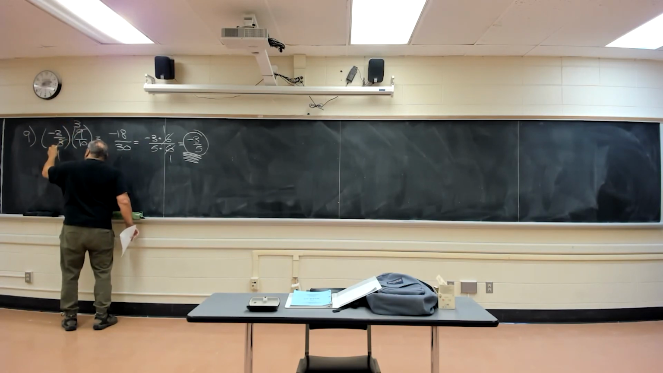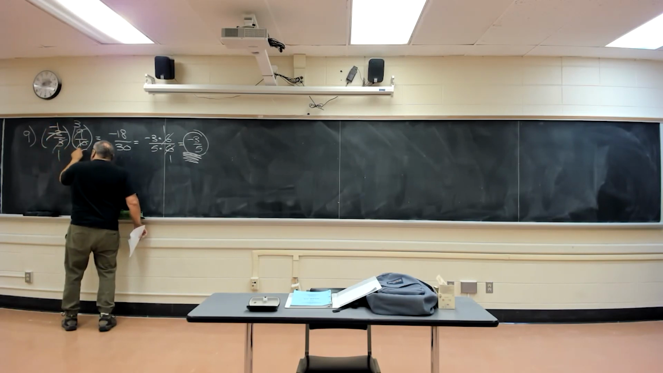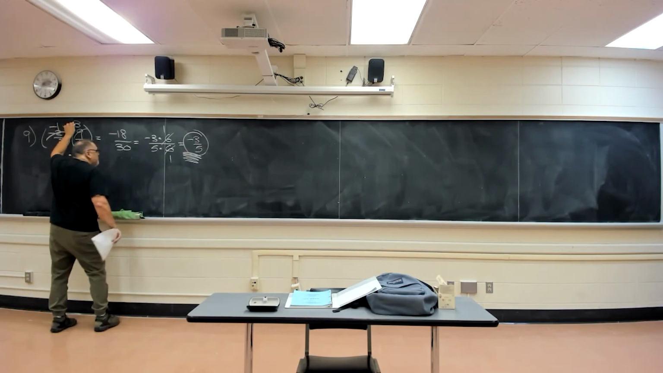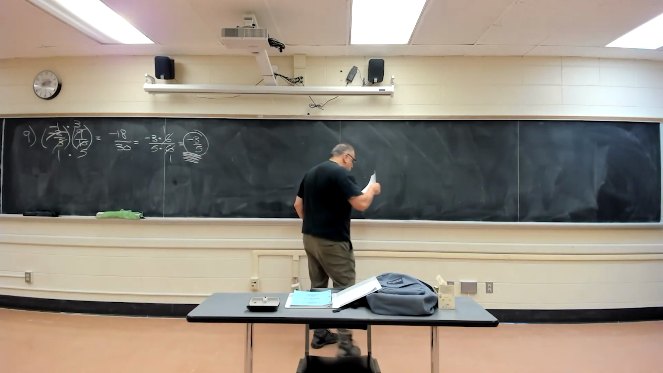I'll do cross cancellation. 3 goes into 9 3 times. 2 goes into -2, -1 time. 2 goes into here 5 times. 1 times 5 is 5. -1 times 3 is -3. That looks awfully familiar. So that'll work either way, you guys.